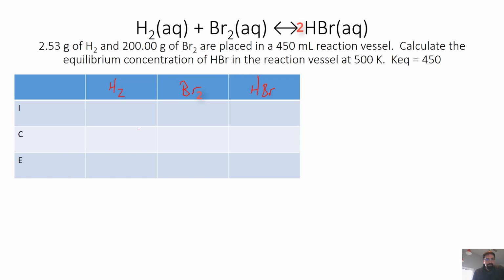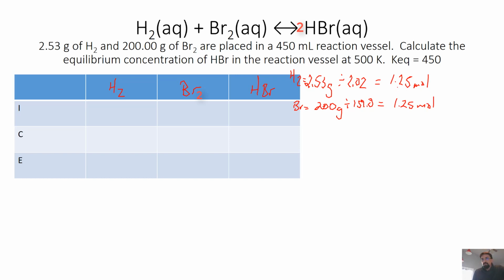So here's what we're going to do. First thing we have to do is take our 2.53 grams of hydrogen and divide by the molar mass to get the moles. It turns out that we have about 1.25 moles of hydrogen sitting here, and I should make a note that this is a hydrogen calculation. Bromine, on the other hand, we've got 200 grams of, and the molar mass of bromine is 159.8 grams. And it turns out that this is 1.25 moles of bromine as well.